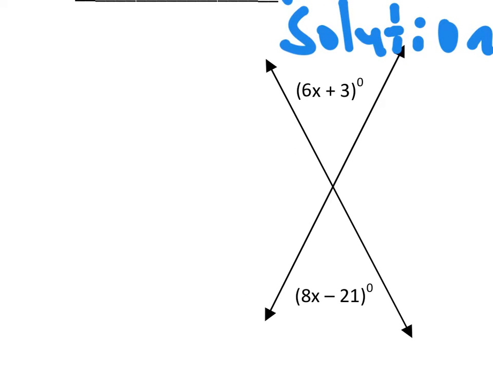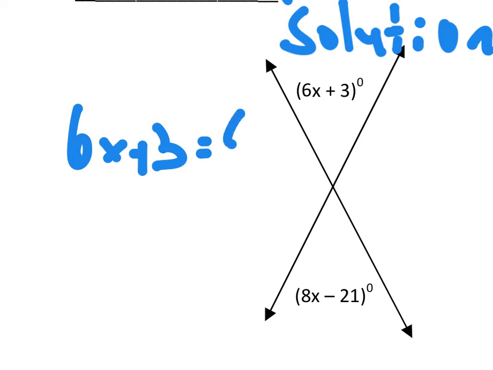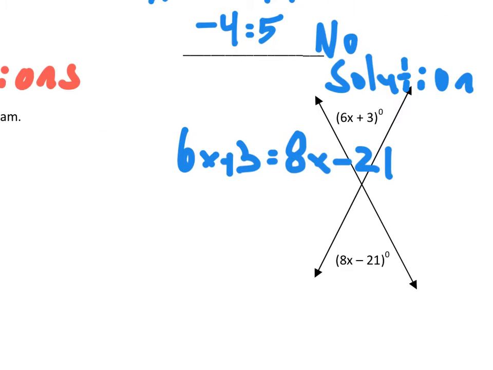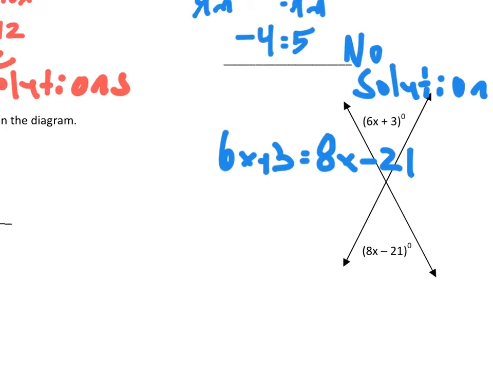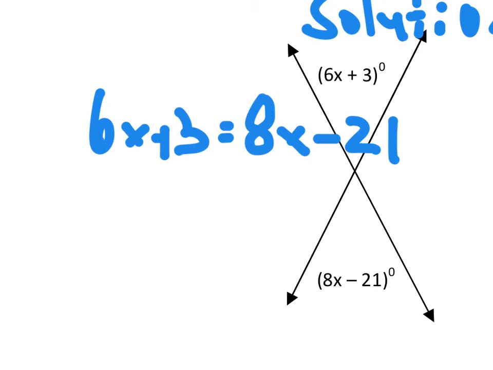But when you see a problem like this, all it's telling us is this. We have 6x plus 3 is equal to the other angle, which is 8x minus 21. So we could take this setup here, and we'd be able to solve this out for our x. Alright, how could we do that?